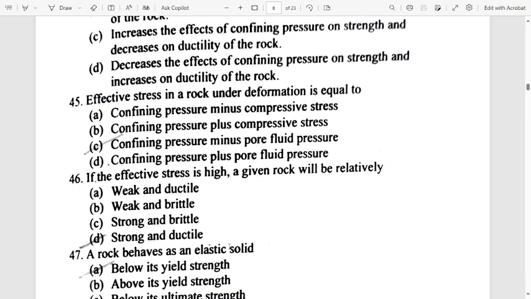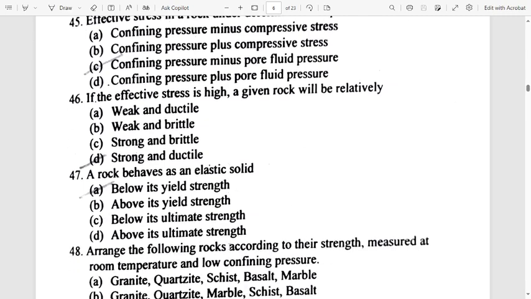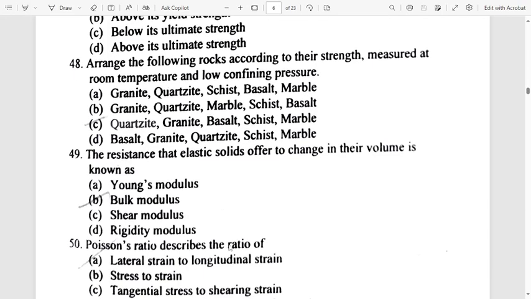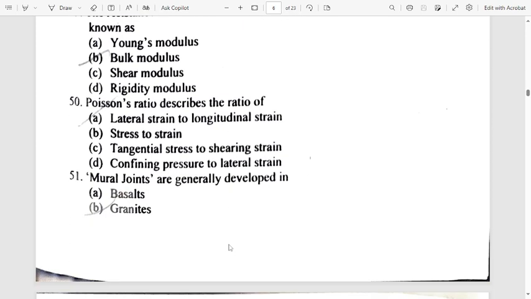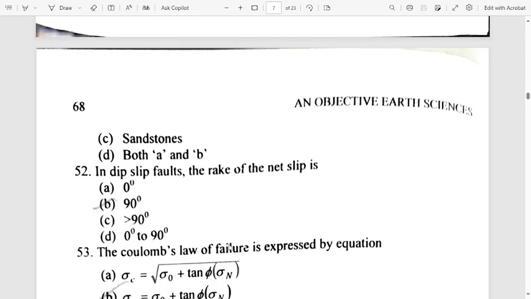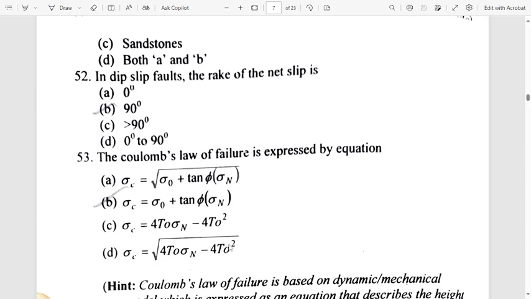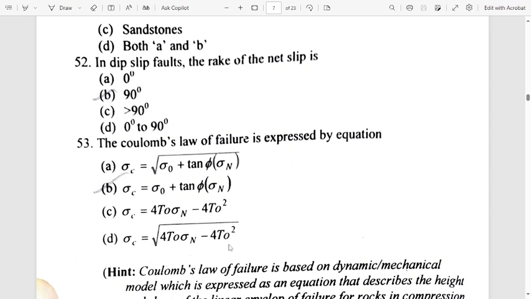A rock behaves as an elastic solid below its yield strength. Arrange the following rocks according to their strength, measured at room temperature and low confining pressure: quartzite, granite, basalt, schist, marble. The resistance that elastic solids offer to change in their volume is known as bulk modulus. Poisson's ratio describes the ratio of lateral strain to longitudinal strain. Mural joints are generally developed in granites. In the dip-slip faults, the rake of the net slip is 90 degree.